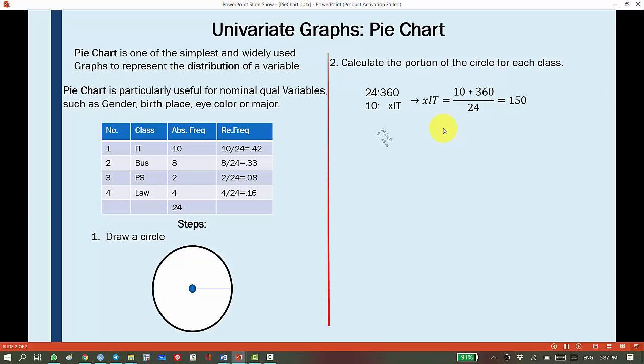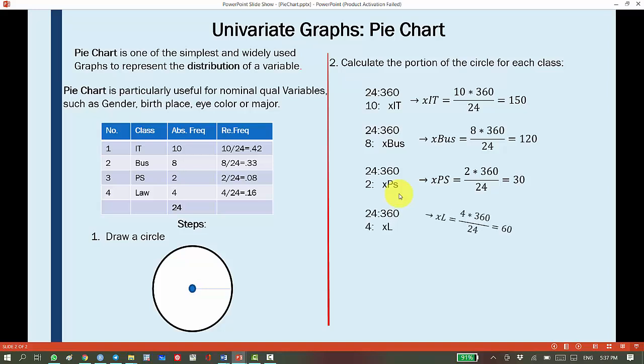We repeat the same calculations for business students, for political science students, and for law students. Finally, we get that for business is 120 degrees, for political science 30 degrees, and for law it's 90 degrees.